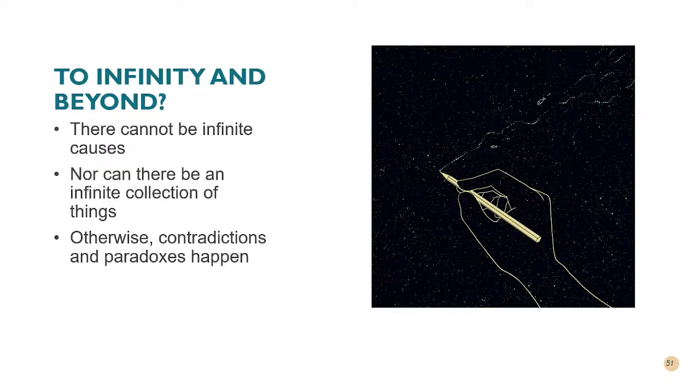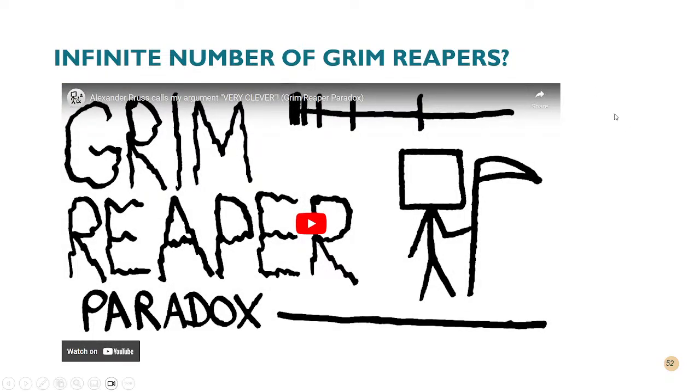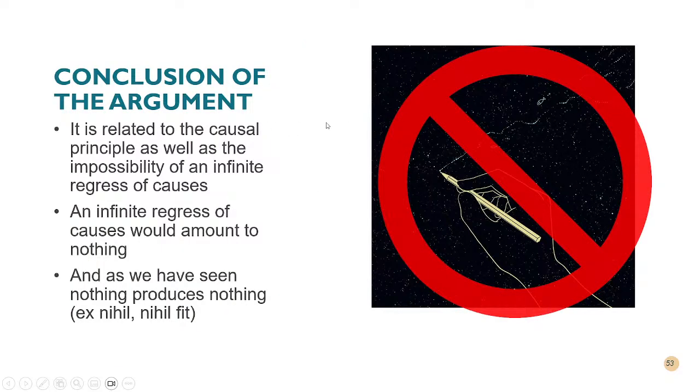Nevertheless, as we saw, there cannot be an infinite amount of causes, nor can there be an infinite collection of things. Otherwise, contradictions and paradoxes happen. I won't play this video. It is an embedded video, and so if you want to look at it, I would highly encourage you to look at it. And once again, it's embedded in this free PowerPoint, so if you click the link below, you will get access to all of this.